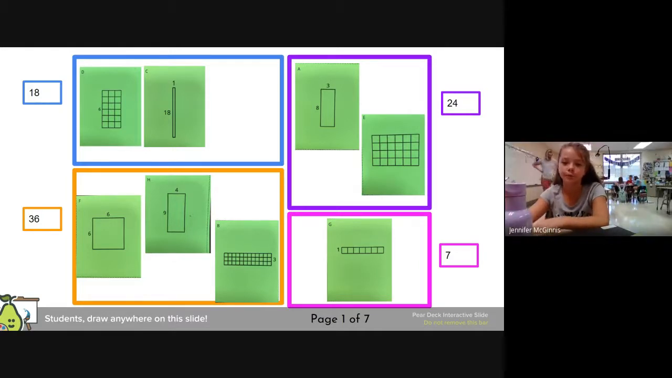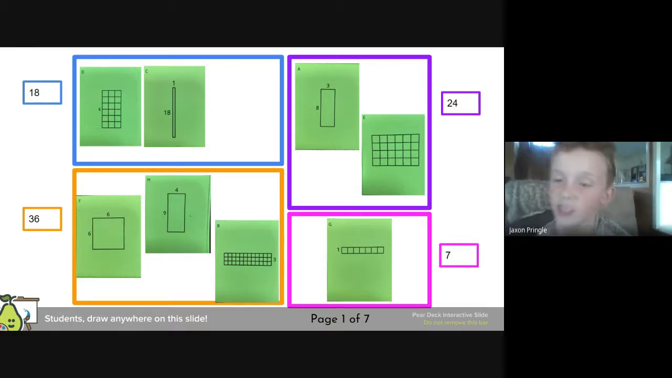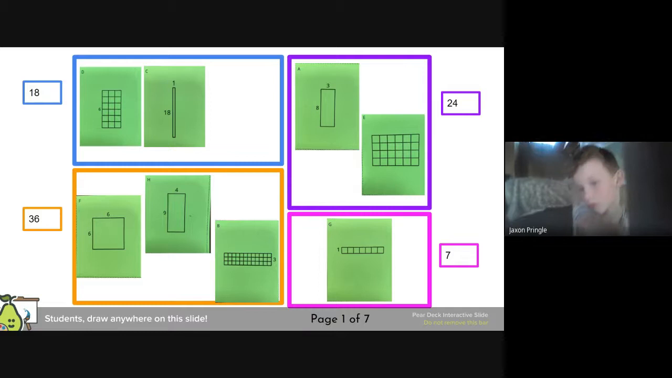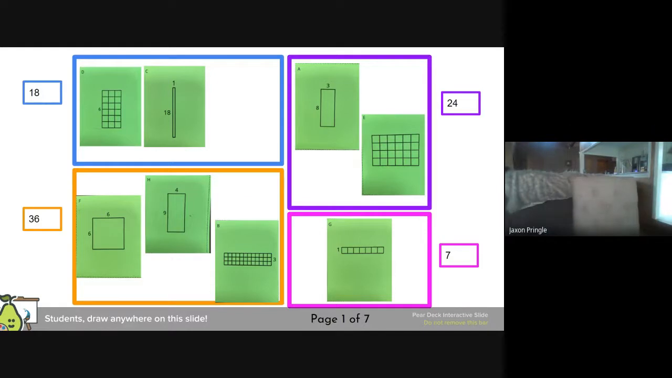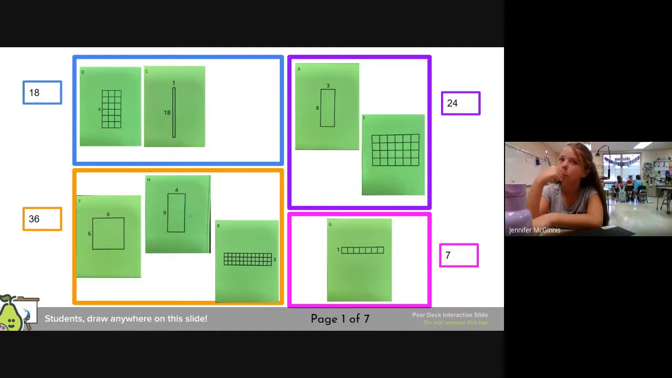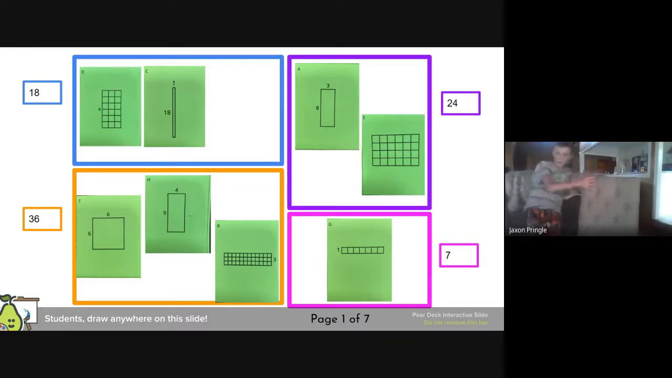So you can do 7 times. No, you can't do that. We could do 7 times 3. 7 times 3 is 21. Dang it. Wait, we could do 3 times 8. We already have 3 times 8 up there.